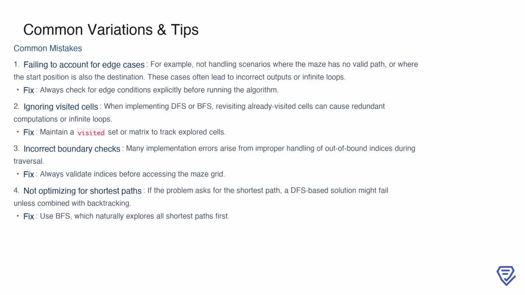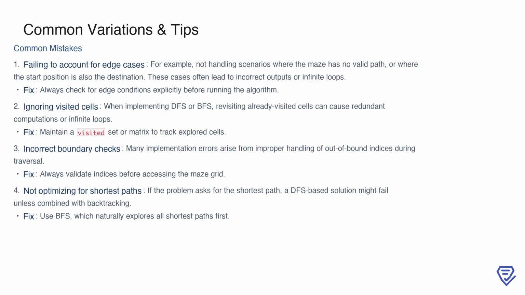Another common mistake is ignoring visited cells during traversal. If you're using DFS or BFS, revisiting cells that have already been explored can lead to redundant computations or infinite loops. To prevent this, you should maintain a visited set or matrix. Additionally, errors often arise from incorrect boundary checks, where out-of-bound indices are accessed during grid traversal. Always validate your indices before accessing the maze grid to avoid this.